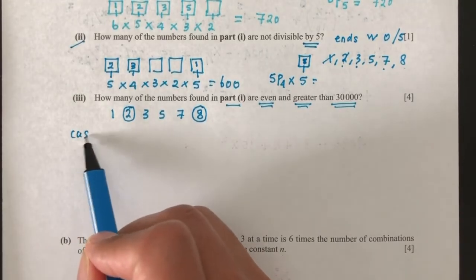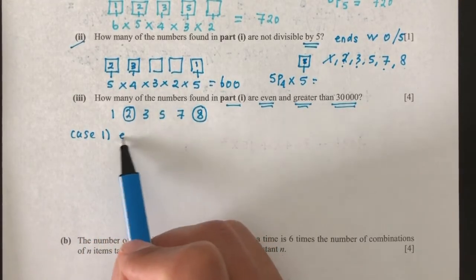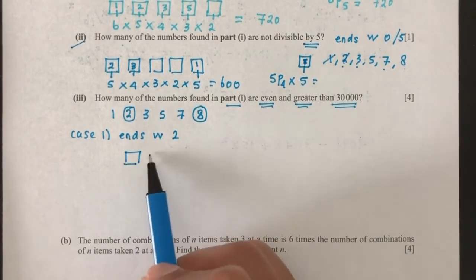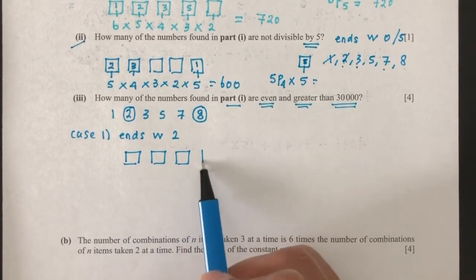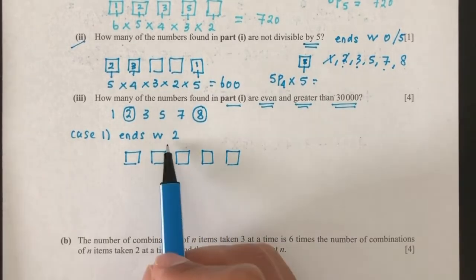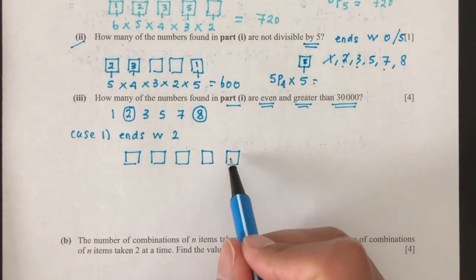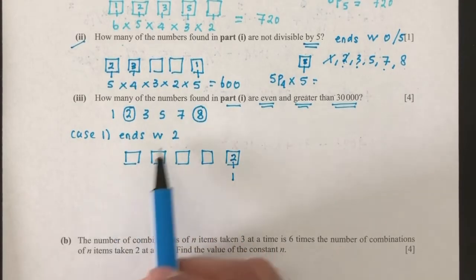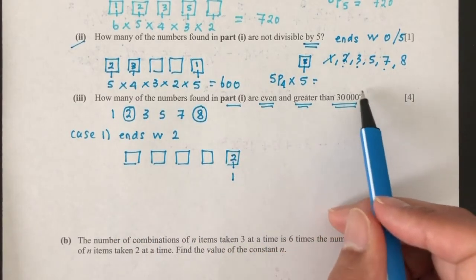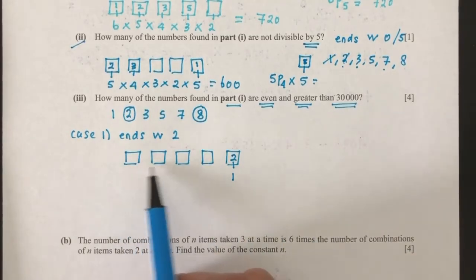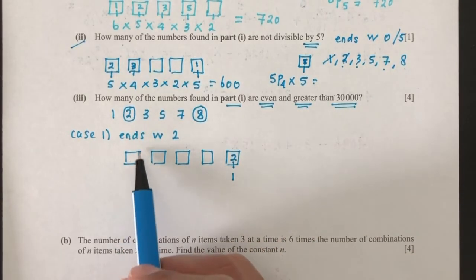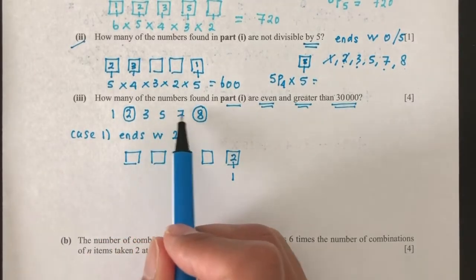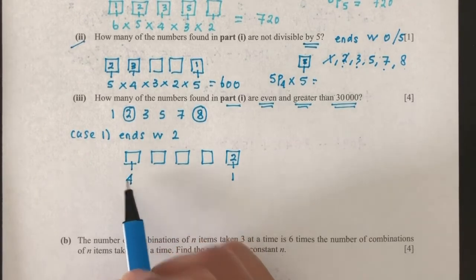So case number 1, let's say it ends with 2. So we have 5 boxes for 5-digit numbers. Here we assume already it ends with 2, so that will be 1 option. Now for the rest, we have another condition. It needs to be bigger than 30,000. So for it to be bigger than 30,000, let's see what options we can have for the first number. 1 is not good. 3 is good, so 1 option, then 5, 7, 8, so 4 options for the first one.